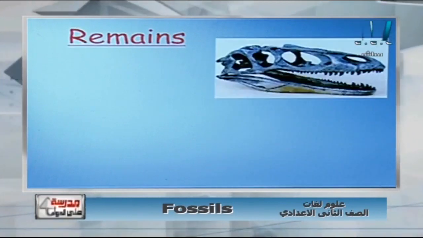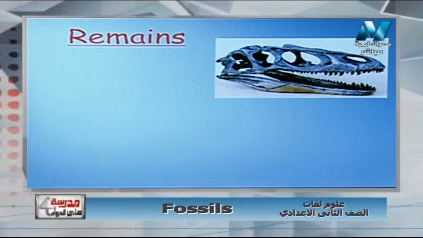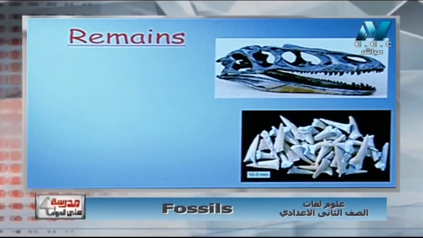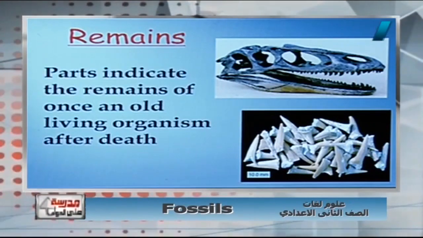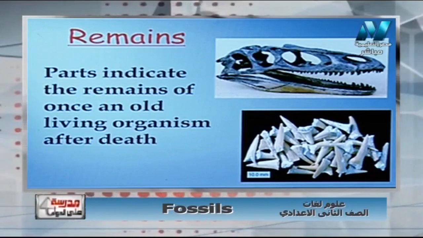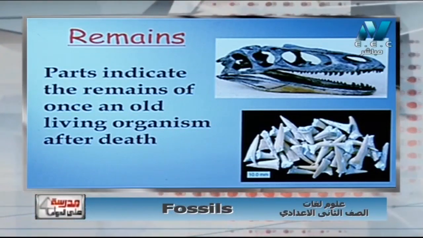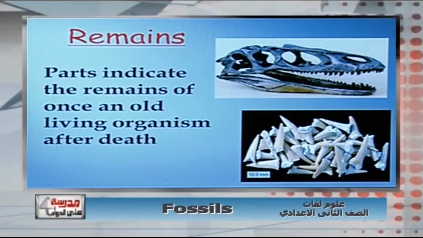Remains, what's meant by remains? This is a remain, a skull of a dinosaur. The bone itself is found. This is a tooth of a shark. It is part of the living organism. Parts indicate the remains of an old living organism after death. So we have fossils, trace, and remains.